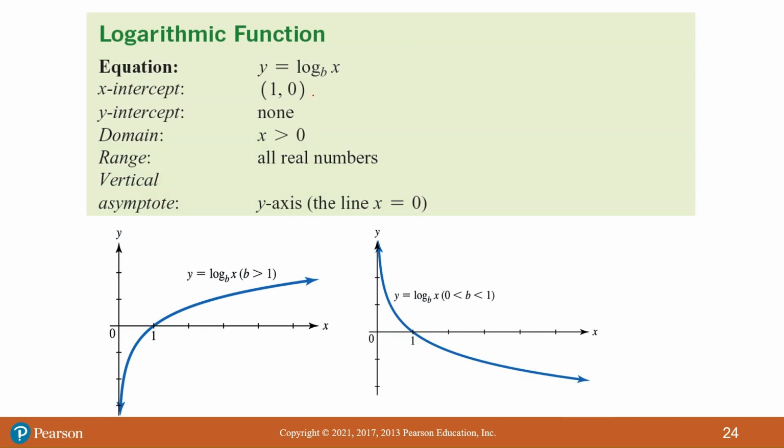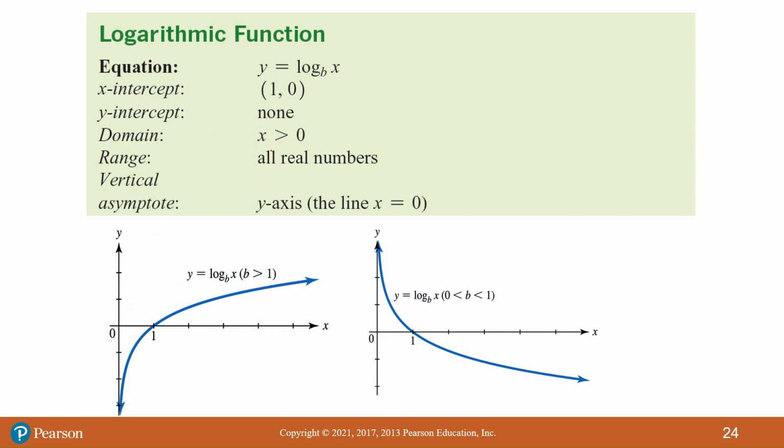Overall, let's look at some properties of the logarithmic function. So we have the equation y equals log base b of x, an x-intercept of (1, 0). So here we have an x-intercept of (1, 0) instead of a y-intercept of (1, 0). Like I said, it's kind of the opposite of the exponential function here, the inverse of it. Our y-intercept here is none.